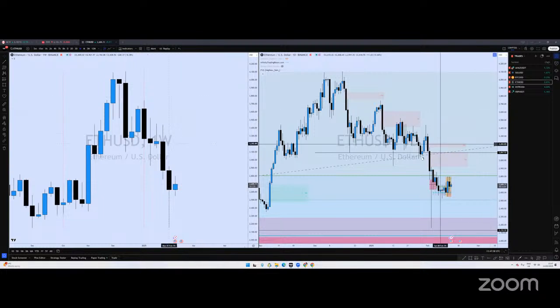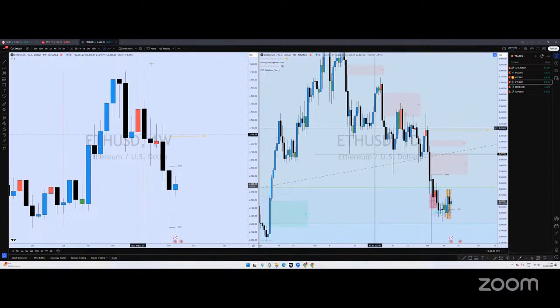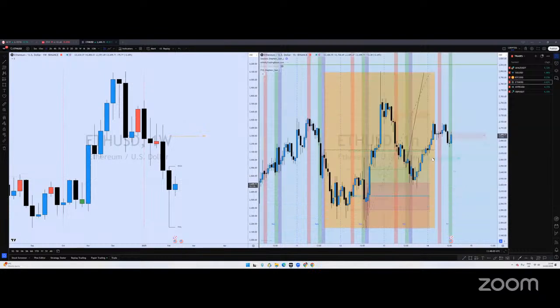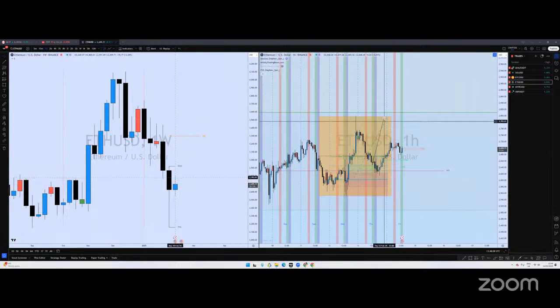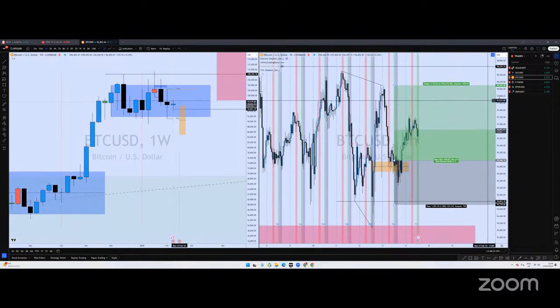Ethereum, I think yesterday I showed you what I liked, which was this one. Price action here. So buying at 618 and then aiming for this high, and that's it. I think that's still the case. I don't expect much from Ethereum. So that's it. Let's move on to Bitcoin.